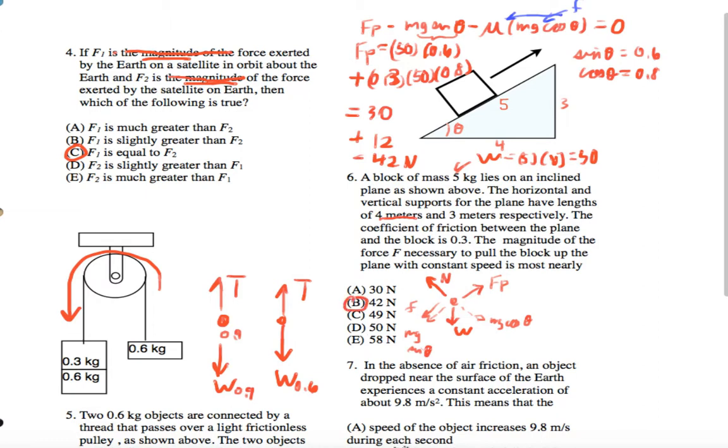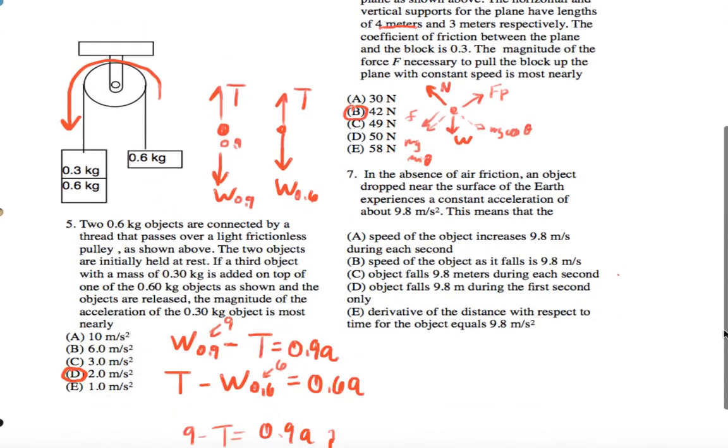And then for number 7, in the absence of air friction, an object dropped near the surface of Earth has constant acceleration. What does this actually mean? This is false. This is false. This is false. This would be true if it were the second derivative, but it's not. And that leaves us with choice A.